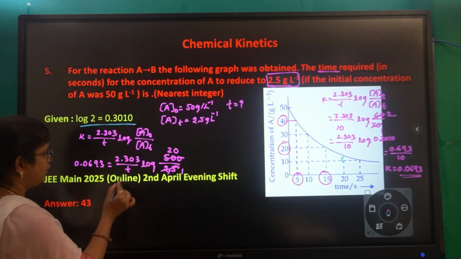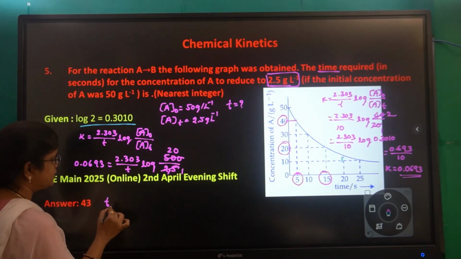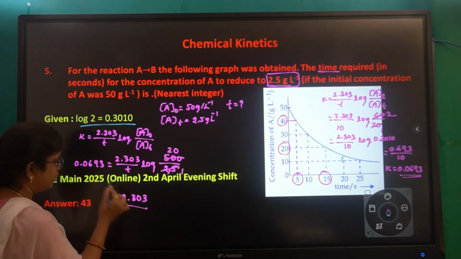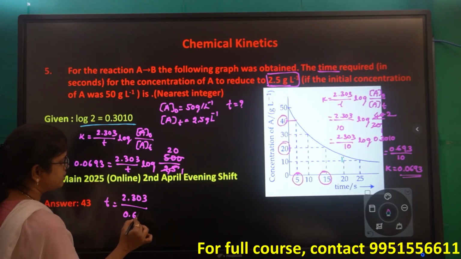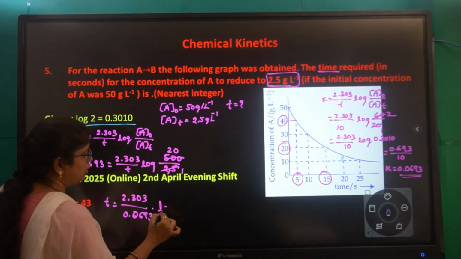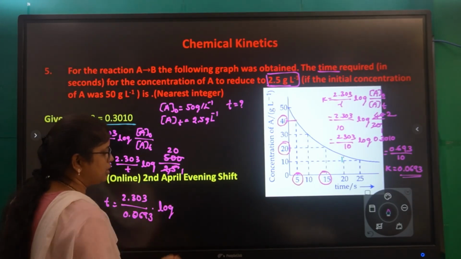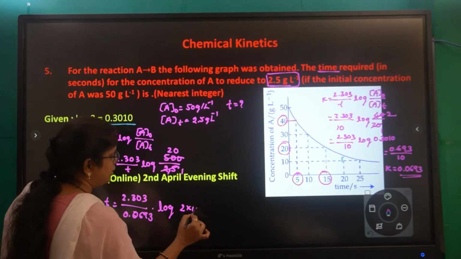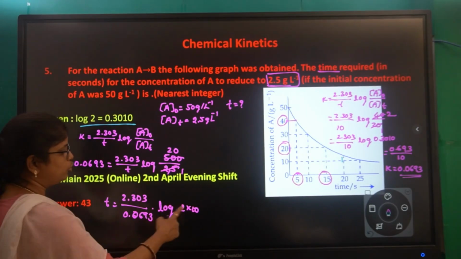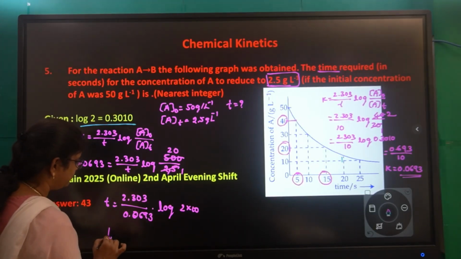So now send T to this side. T is equals to 2.303 divided by 0.0693 into log 20, which means log 2 into 10, right? So log A into B equals log A plus log B. So log 2 plus log 10.